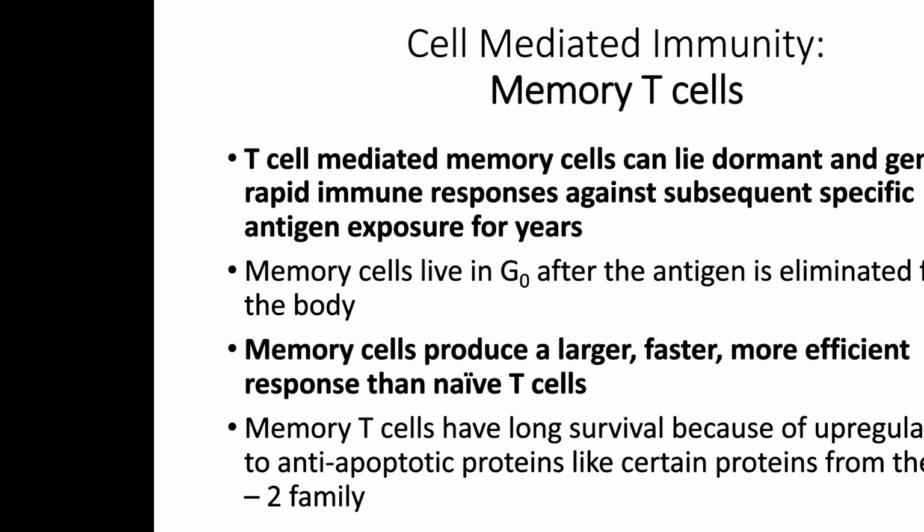Memory T cells are just there to help trigger a rapid immune response after subsequent antigen exposure, and they're able to stay and lie dormant for years. So they'll live in G0 where they just continue living. They're not exactly dividing, they're not exactly replicating. They're just living. Once the antigen is presented though, then they're going to produce a large, fast, and more efficient response than the naive T cells will.